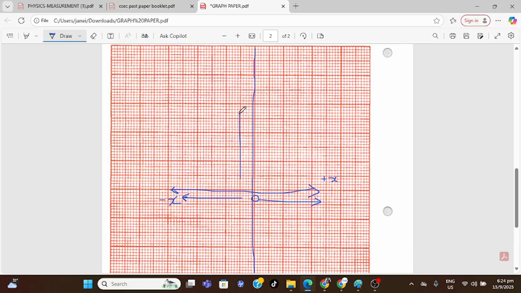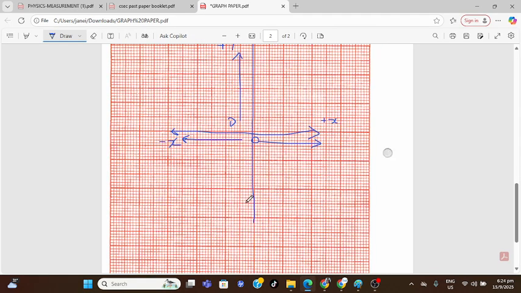Positive y values go like that from 0 to here. That's going to be positive y. And negative y values would go from that point onto that point.